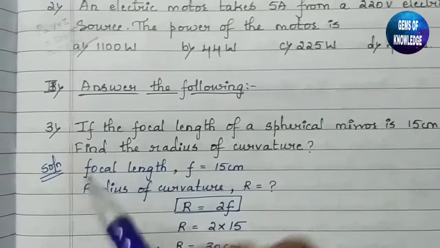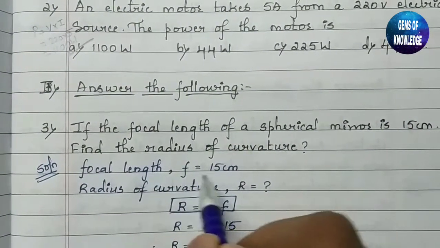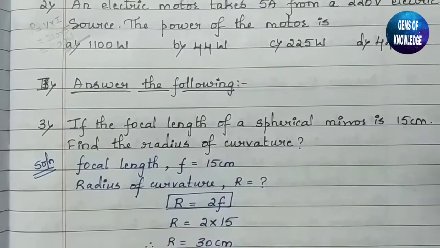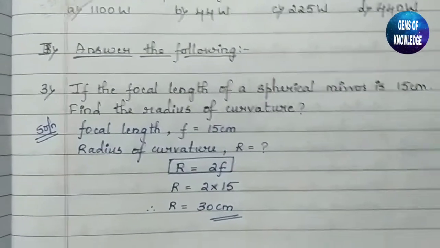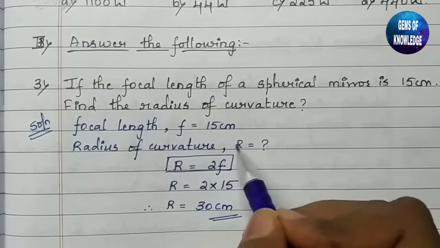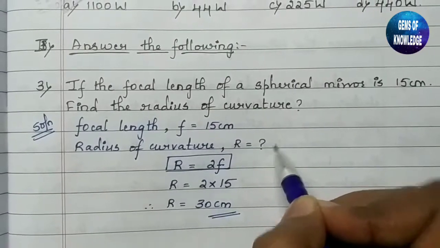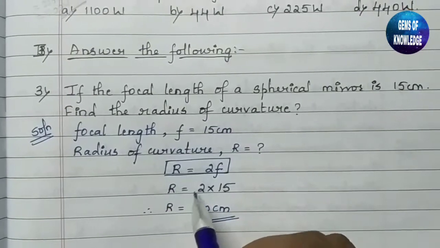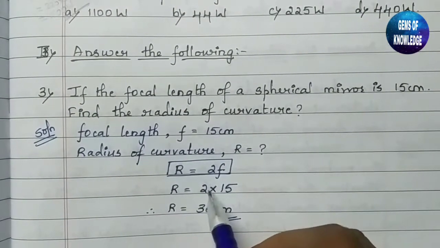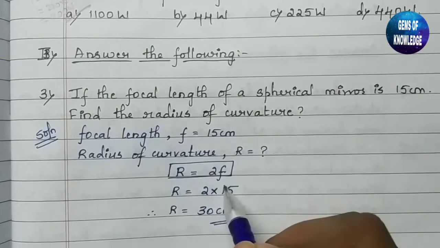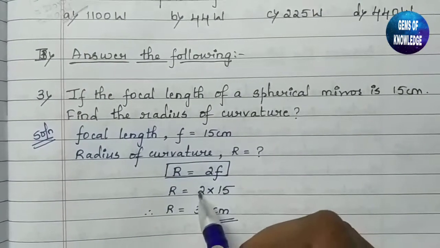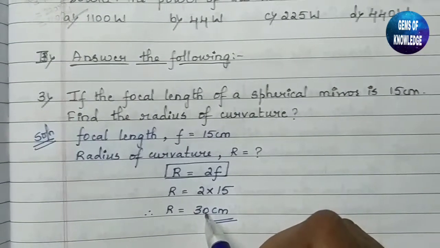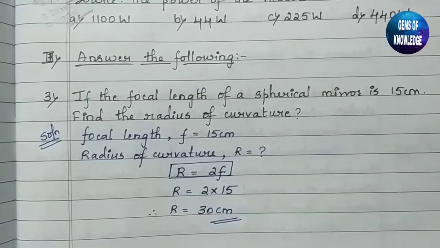Okay, so let us write what is given first. Focal length f is equal to 15 centimeter. What you need to find here is the radius of curvature. So radius of curvature R is equal to question mark. According to the formula, R is equal to 2f. So let us substitute the value here. R is equal to 2 into f value which is 15 centimeter. So 2 15s are 30. So radius of curvature R is equal to 30 centimeter.